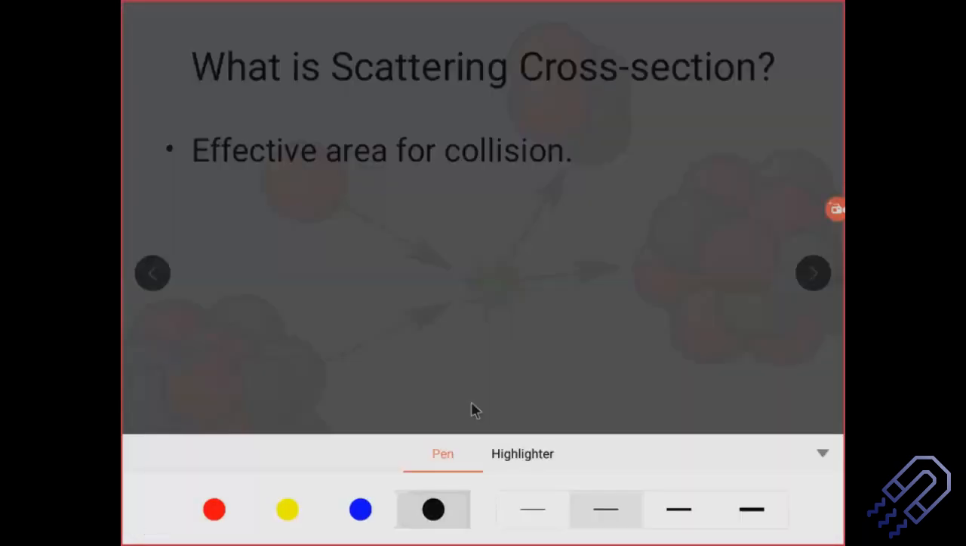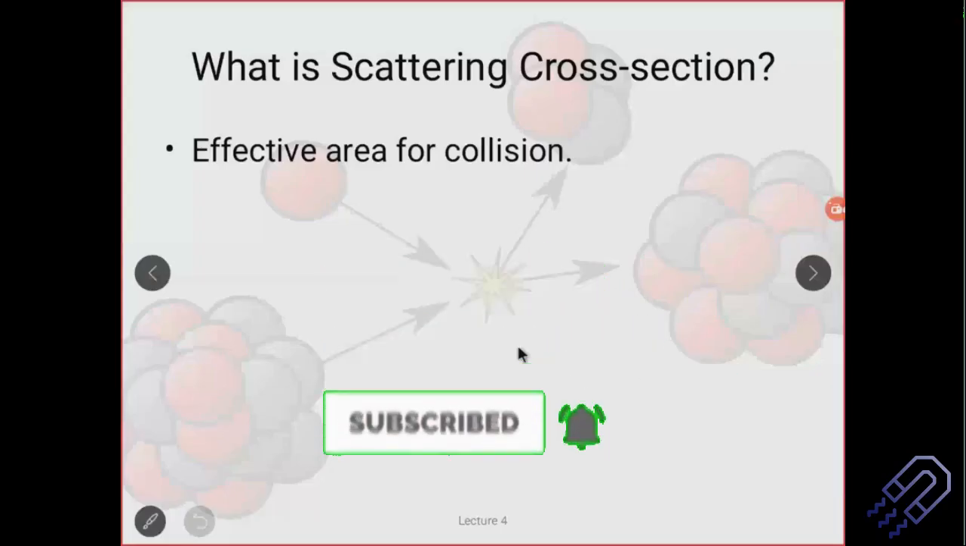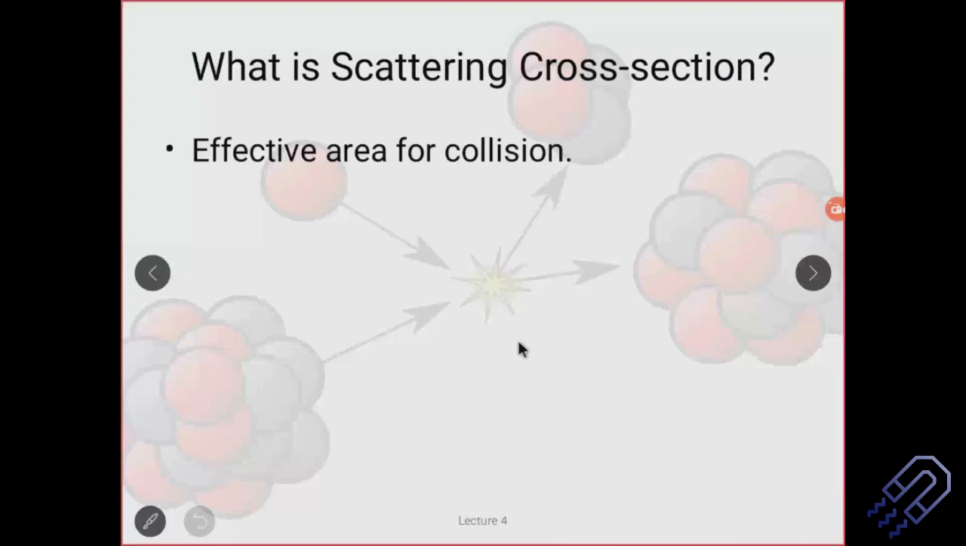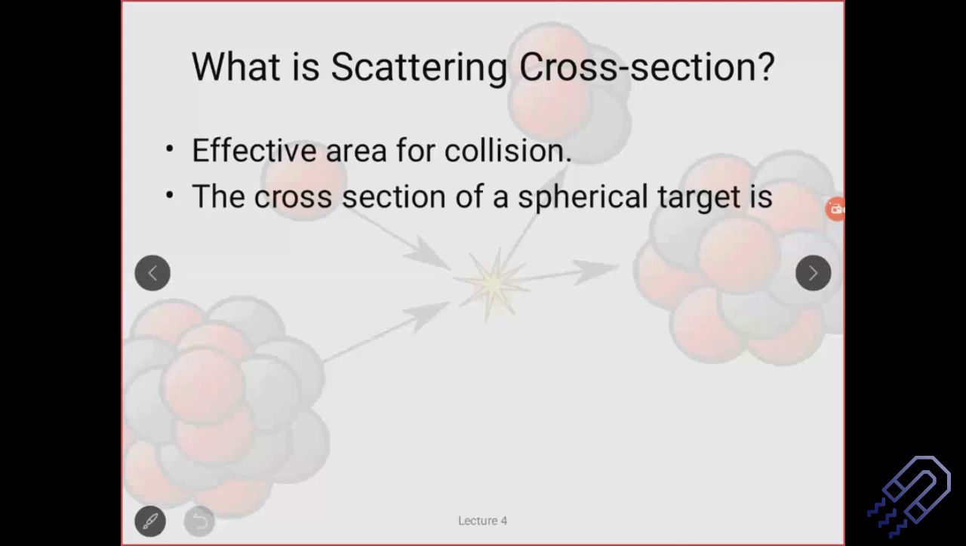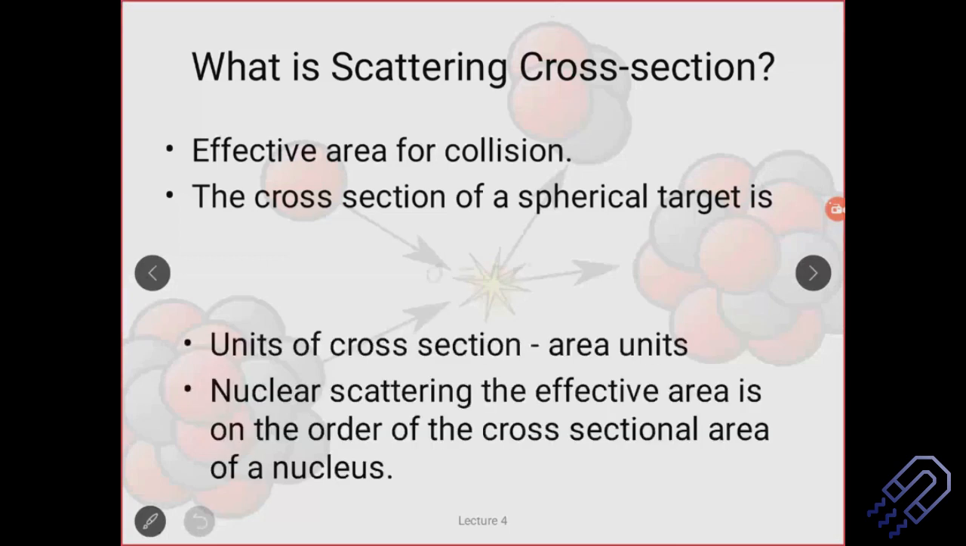That's very important. If it is a charged particle, the effective area will be more, but in general this effective area of collision is very near to the nucleus. So when we say scattering cross section, this is nothing but the effective area for collision. When we consider the nucleus, we assume that it is spherical in nature, and for a spherical target, in general, the cross section is pi r square.